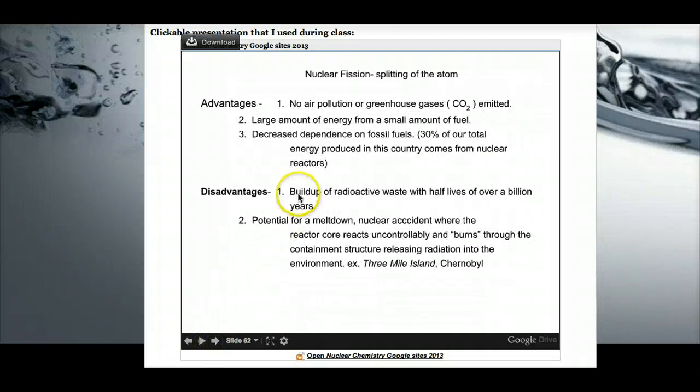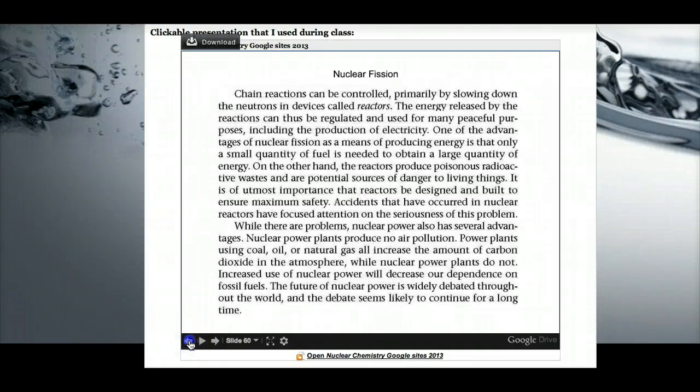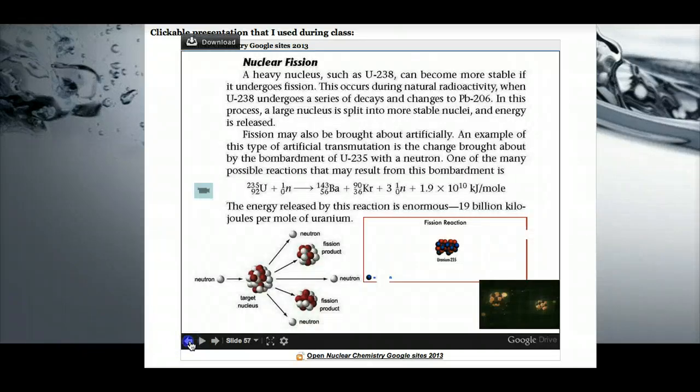Some of the advantages are no air pollution or greenhouse gases. We're not burning fossil fuels. We're creating pretty much clean energy from a very small amount of fuel. A tremendous amount of energy is released when we fission an atom, and that energy comes from the equation E equals mc squared.